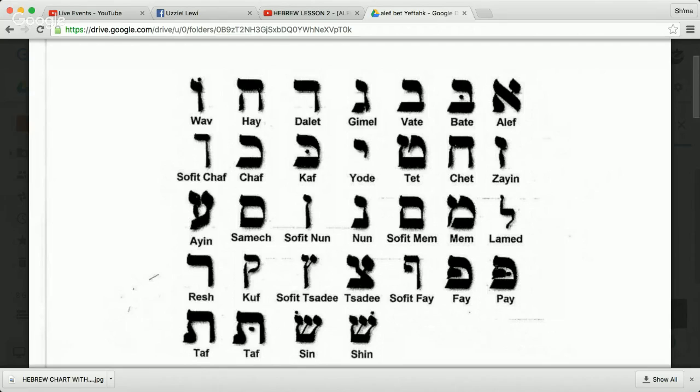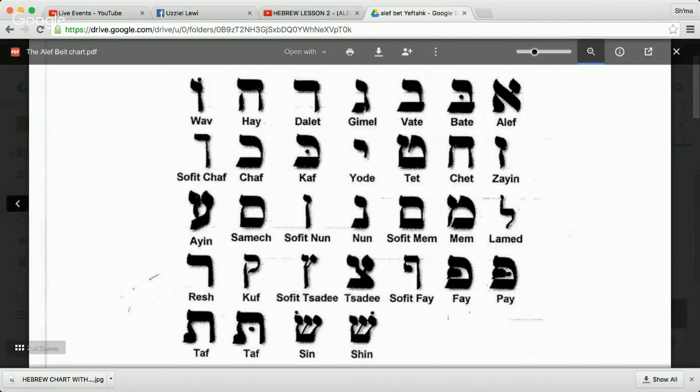Okay, what do we remember from last week? There are 5 Sofim. The 5 Sofim are Kaf Sofit, Mem Sofit, Nun Sofit, Tsade Sofit. Did I do them? I'm losing my own count. Kaf Sofit, Mem Sofit, Nun Sofit, Tsade Sofit. I only said 4. What am I missing? Uh-oh. Let's do it one more time.